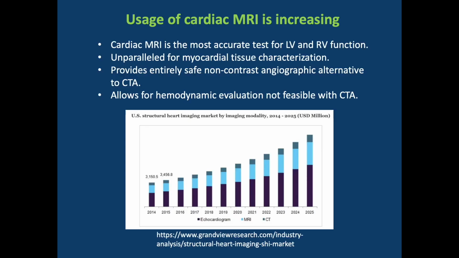The usage of cardiac MRI has been increasing considerably over the last few years, in part because it is the most accurate test for ventricular function. It is unparalleled for myocardial tissue characterization. It provides a safe non-contrast alternative to CT angiography where needed, and it allows for very accurate hemodynamic evaluation, which you can't do with CTA. So while CTA is proving to be an excellent test for coronary artery disease, cardiac MR is the test you're going to use for most other things.